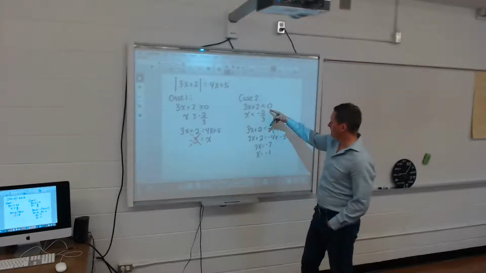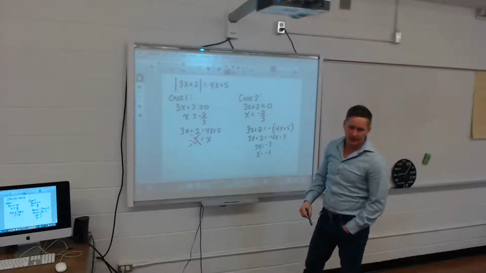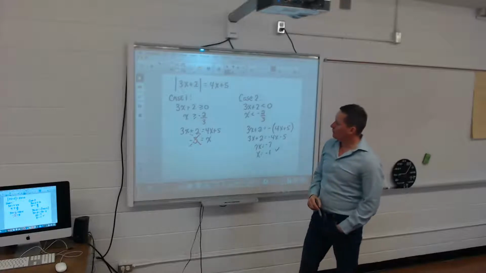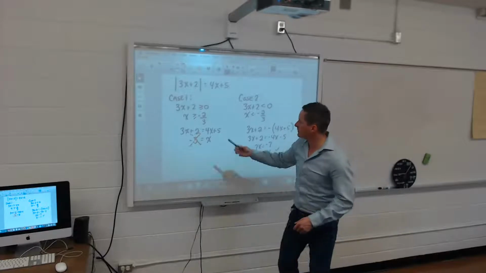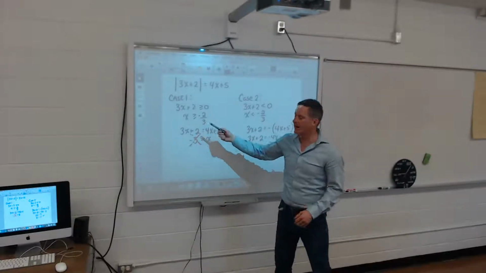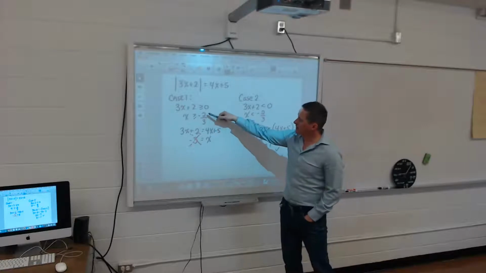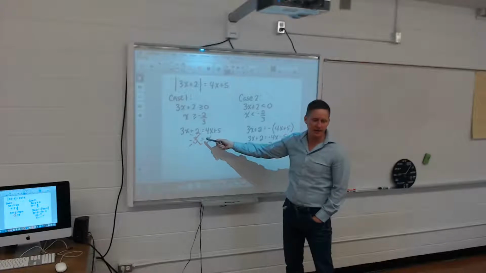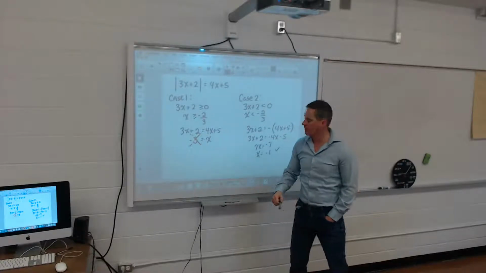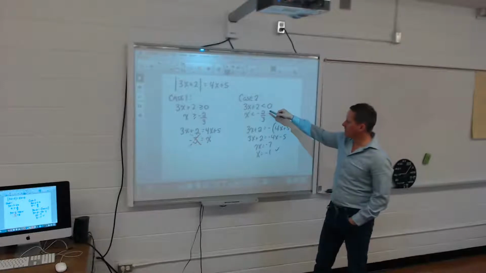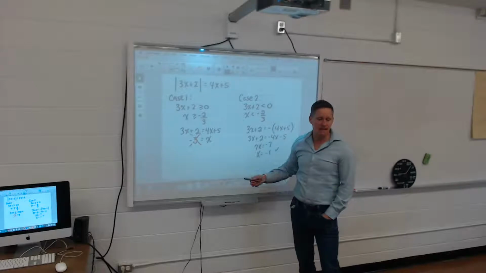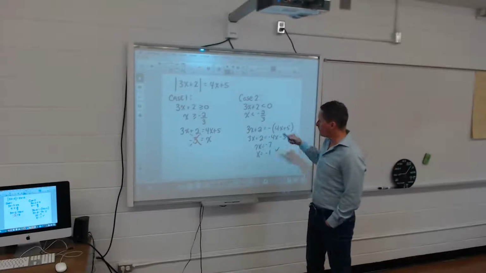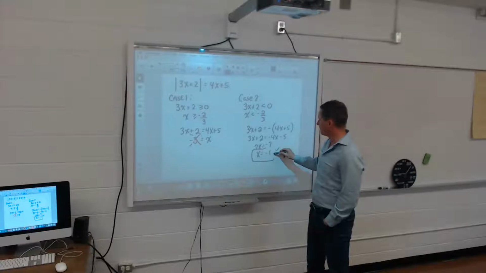Is negative 1 less than negative 2/3? The answer is yes. So for each case, I'm checking my solution to make sure it satisfies the inequality that I have here. In this case, I had x is greater than or equal to negative 2/3. X was not in this case, therefore it's an extraneous root. In this case here, I have x is less than negative 2/3. X was equal to negative 1, and that is less than negative 2/3, so therefore it works. This is the only solution that I have for this.